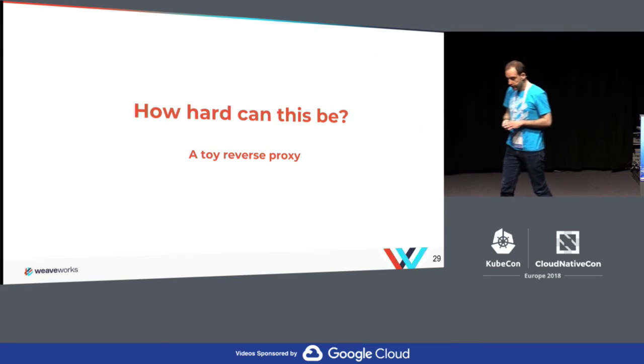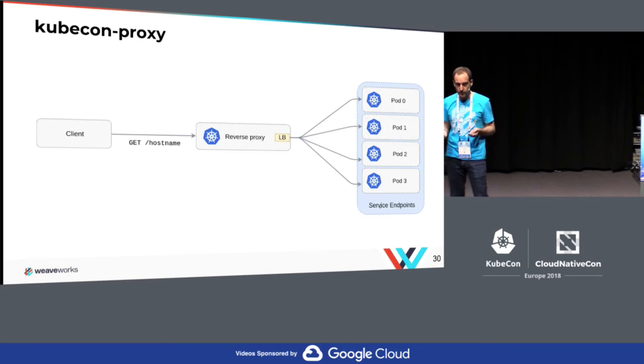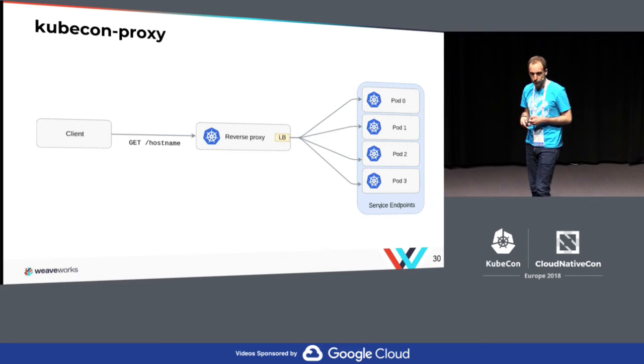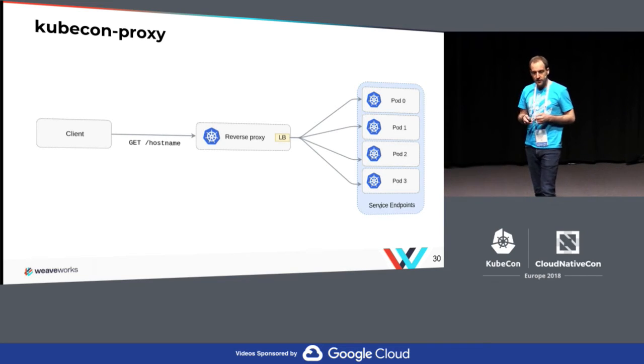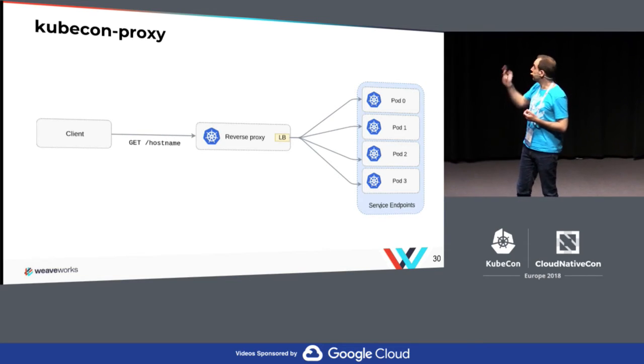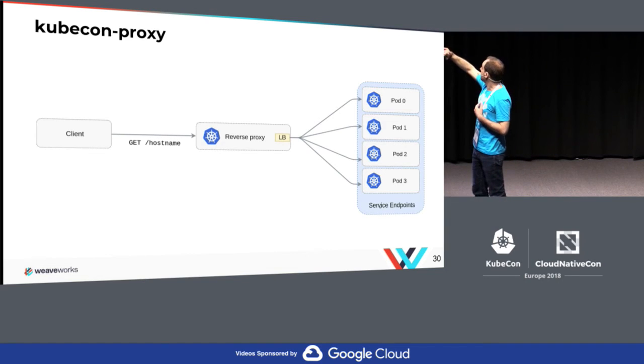All right. So how hard can this really be? I've played a bit with a client-side library, it's on GitHub. The way I tested it is by writing a small reverse proxy, and I'm sure everyone knows what a reverse proxy is, but in any case, that's the thing in the middle. You can make client requests to it, and it will just forward them to one of the endpoints.